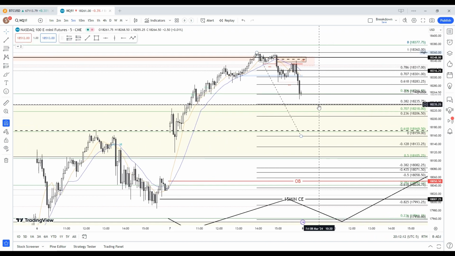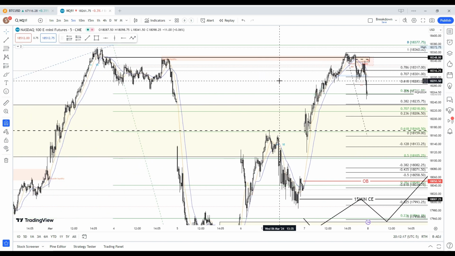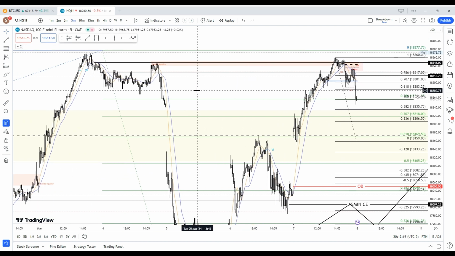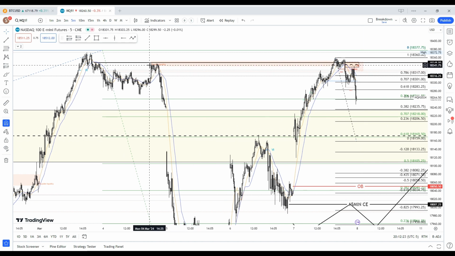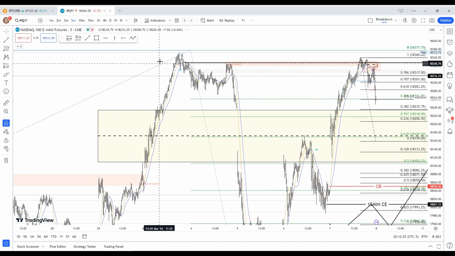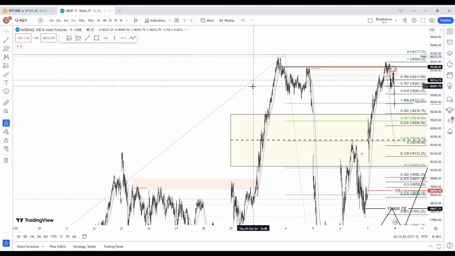So why did we stop here? Let's see. So this is going to be based off of previous highs. Previous highs, all-time high zone again.